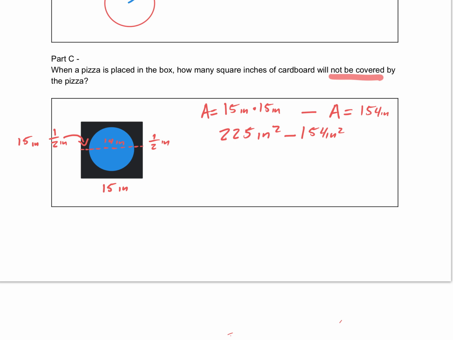Now your answer is going to be 225 minus 154, and that is going to be equal to 71 inches square. And that's how you get your answer, because they're asking you how much of the box is not covered. 71 inches square. And now you're done.